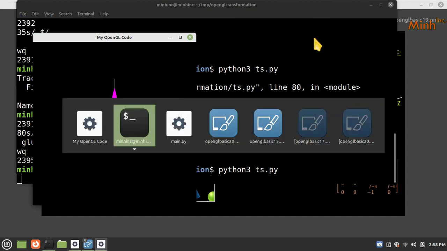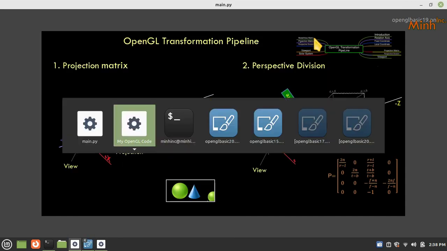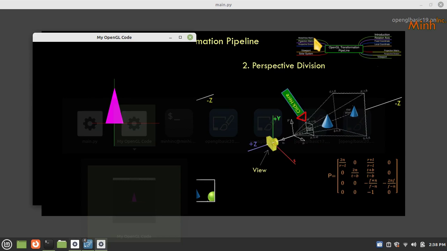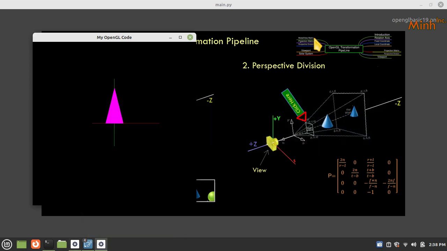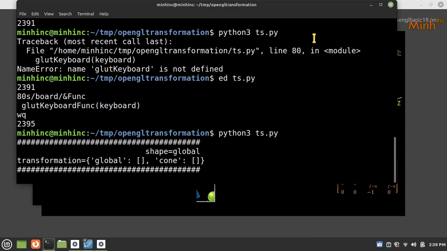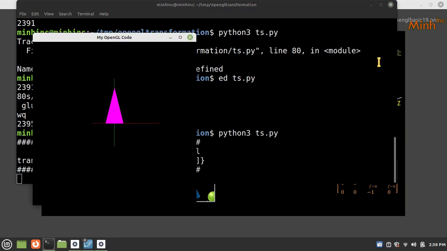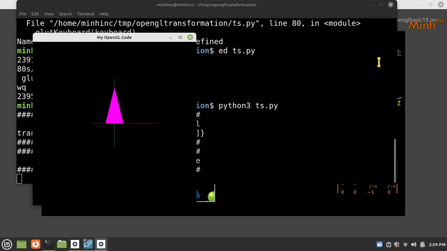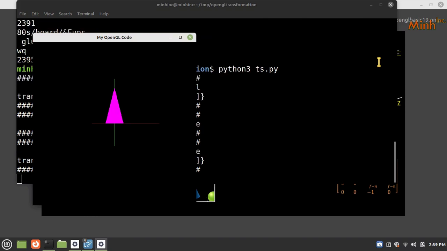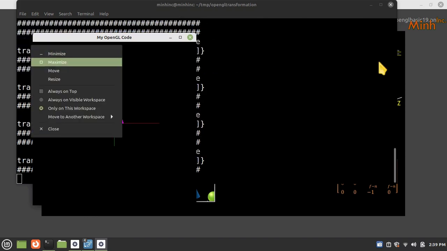Okay, so we'll go through the live session. We can rotate axis. Now, if I press V, then it would print the current state, and shape is global, and global and cone both list is empty. So if I press X, okay, so it is not moving. Okay, it is not taking the keyboard at all.